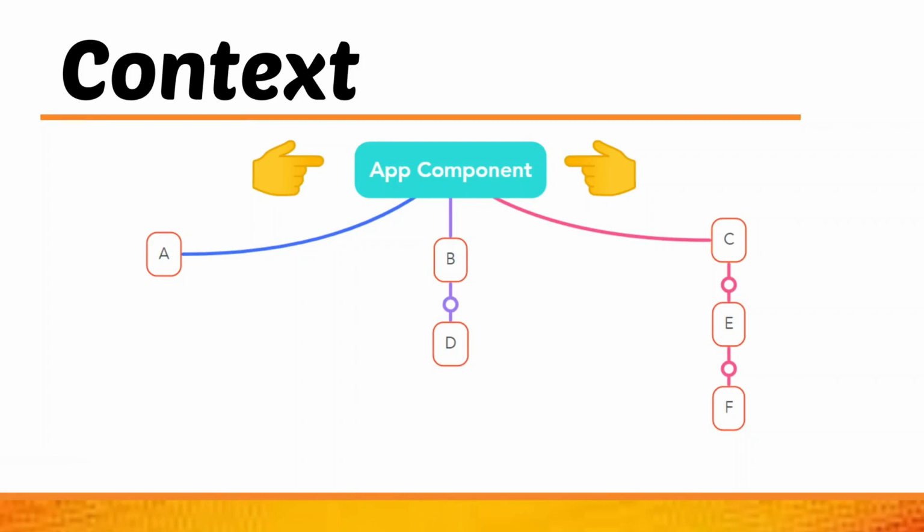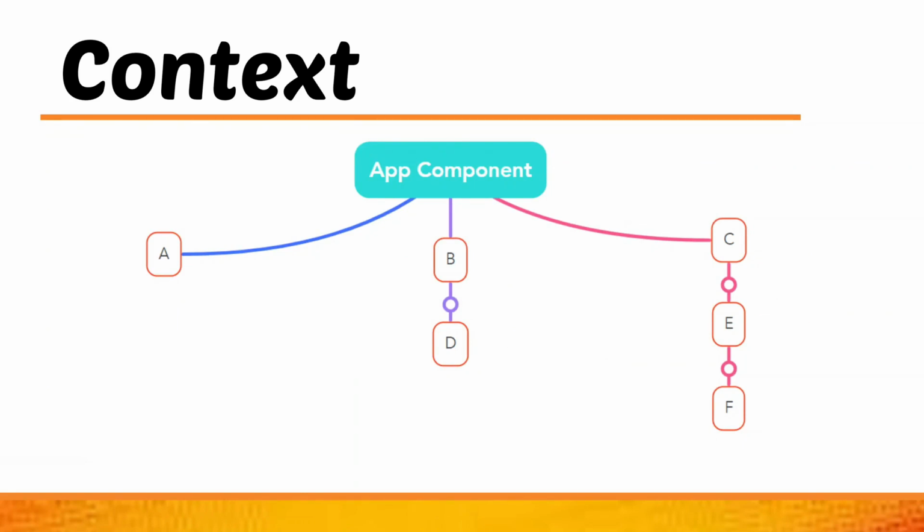We have the App component, which is the root component. Nested within the App component at different levels are several other components. At the first level, we have components A, B and C. Nested within component B is component D. And nested within component C is component E. And as it turns out, component F is nested inside component E. So we have 3 levels in total.